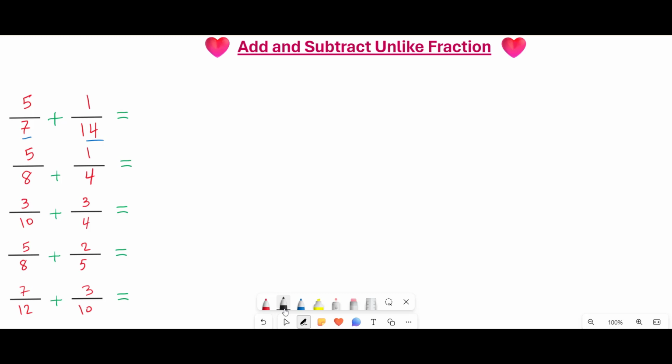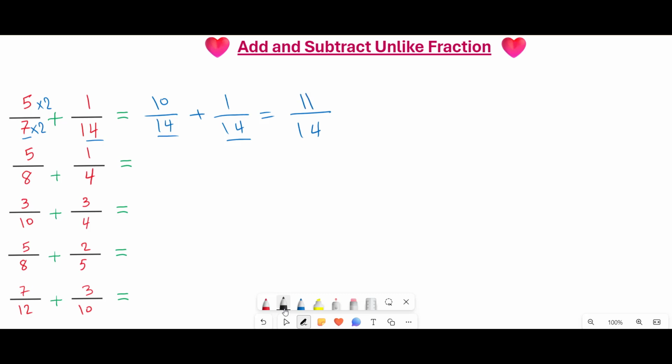Okay. Now 7 can be 14, yes, if you multiply it by 2. But in a fraction, if you multiply down, you should multiply up by the same number to make the new fraction equal with the original one. Okay, now let's start. 2 times 5 here will be 10. 2 times 7 will be 14. Plus the second fraction, we don't do anything to it because now the denominator is the same. We write it the same. 10 plus 1 will be 11.